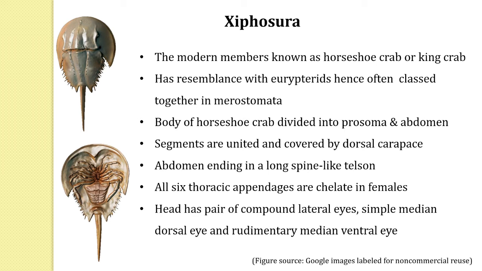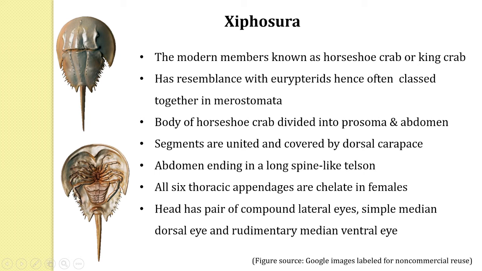The body of the horseshoe crab is distinctly divided into the prosoma and abdomen. So this one is the prosoma and the next one is the abdomen. In each part the segments are united and covered by a large dorsal carapace, which confers protection for the body parts. The six thoracic appendages are chelate in the case of the female. So generally, in crustaceans, only the first limb has the chela, but in the female of this Xiphosura, all the legs are provided with a chela.